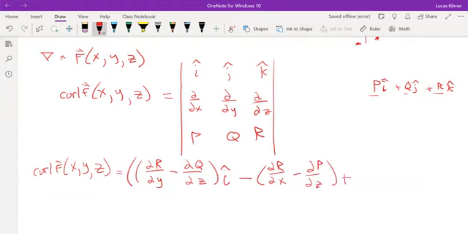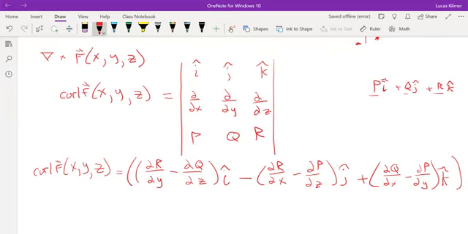Plus, and I apologize, that is in the j direction. Plus, going into the k hat direction, partial of q with respect to x minus the partial of p with respect to y, in the k hat. Okay, so whatever function you have that ends up giving you three components in the i, j, and k, this would be how you'd be able to find that curl.